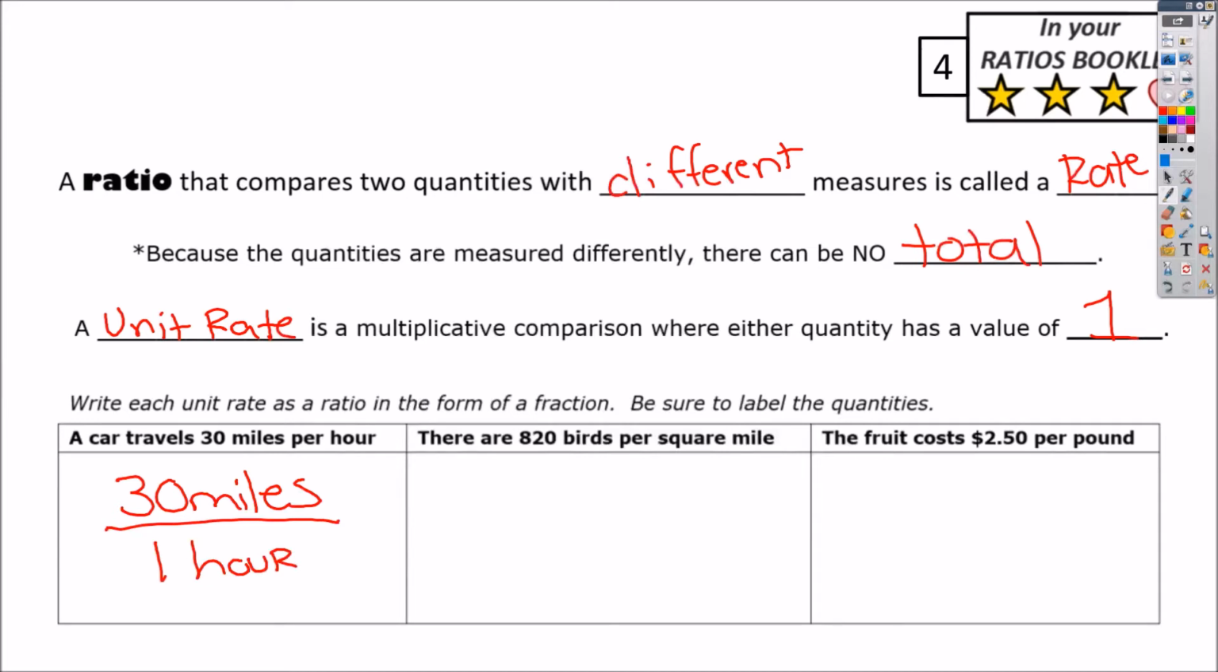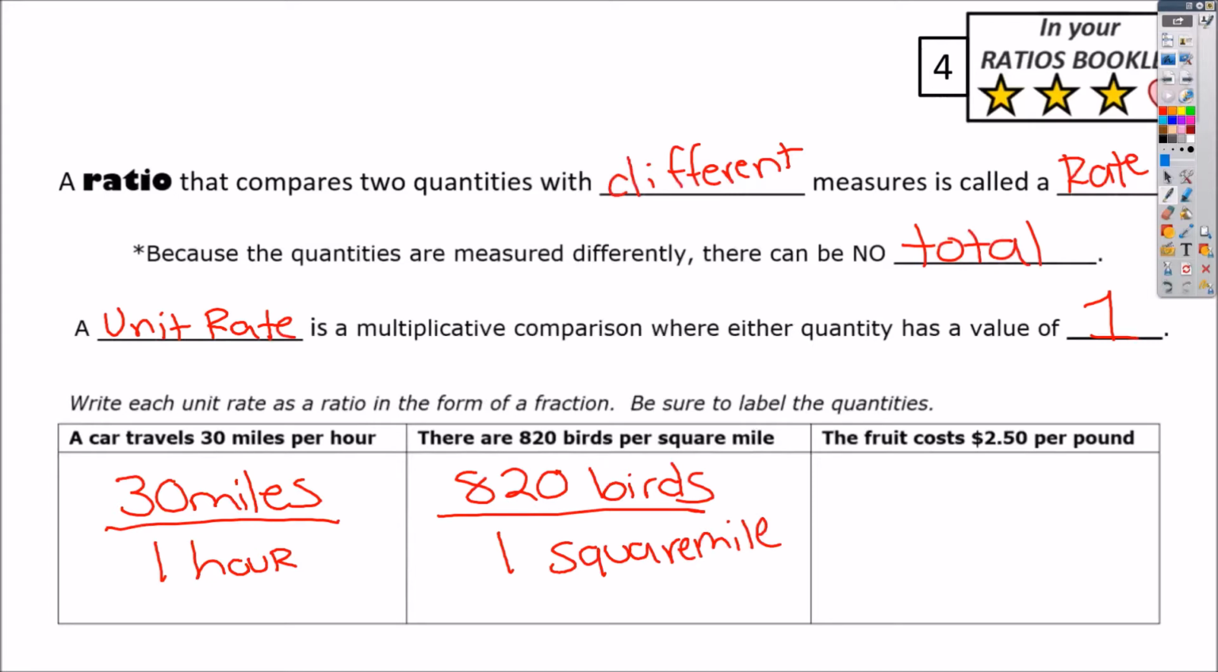Let's try number 2. There are 820 birds per square mile. What are the two quantities that we're comparing? Birds and square miles. So it would be 820 birds for 1 square mile.